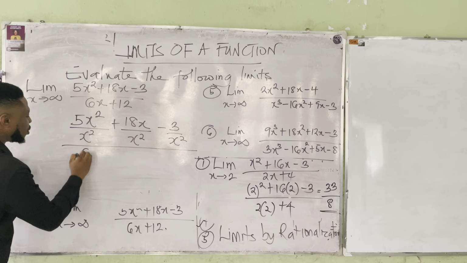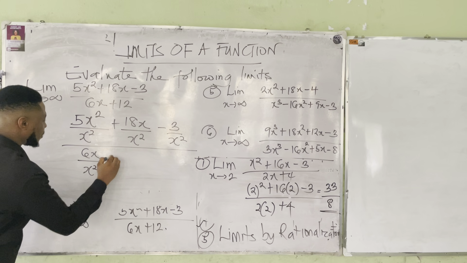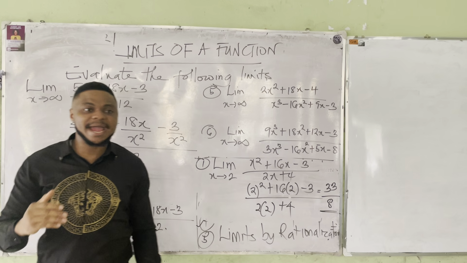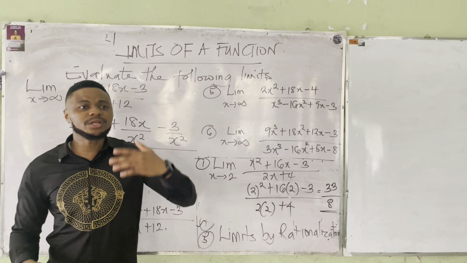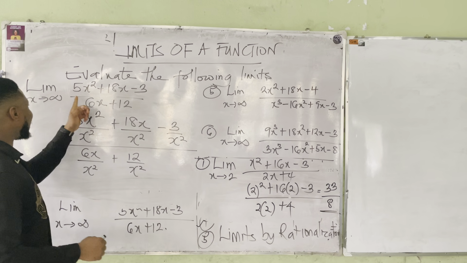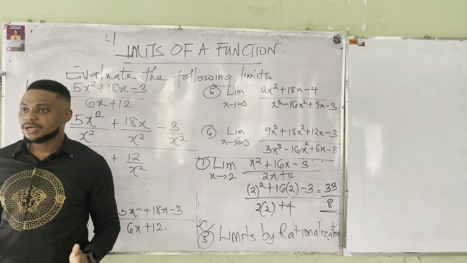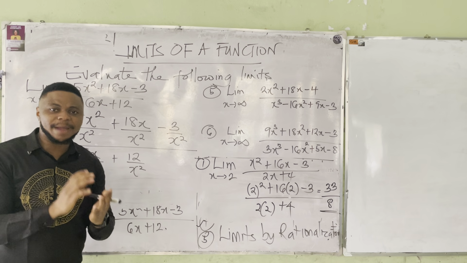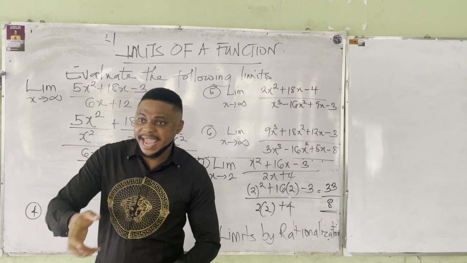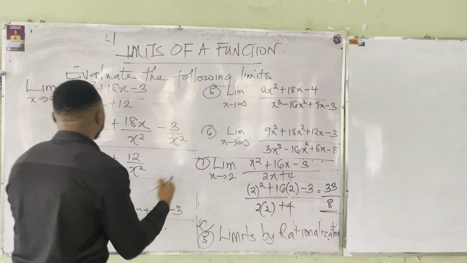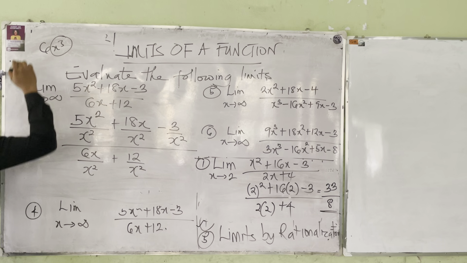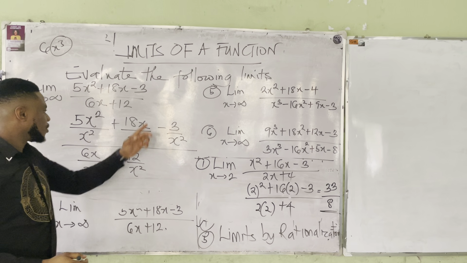And you do the same thing to the denominator: 6x over x squared plus 12 over x squared. Only take x and its highest power. Don't take the coefficients. Don't divide by 5x squared. Are we together? Only divide by x and its highest power. If for instance we have something like 6x cubed, you only divide everything by x cubed.